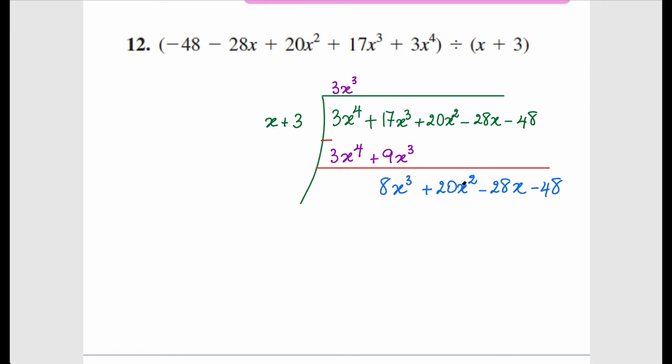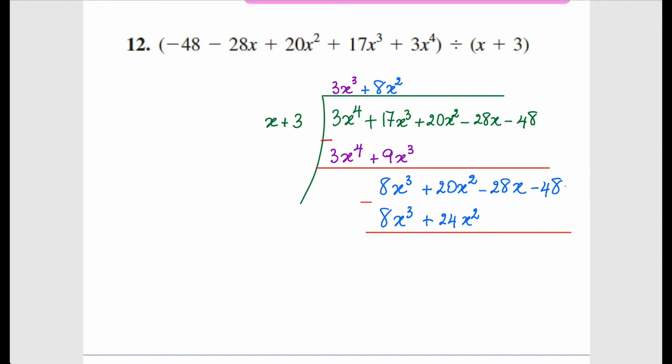And the same game. This is already arranged in a fashion where the exponents are descending. Now I'm going to ask myself, what should I multiply x with to get 8x cubed? And that's clearly 8x squared, right? So 8x squared. And if you multiply 8x squared by x, you get that 8x cubed. And if you multiply 8x squared with the 3, you're going to get 24x squared. And that's it, right? So I don't have any more terms. So I'm going to subtract the guy downstairs from the guy upstairs.